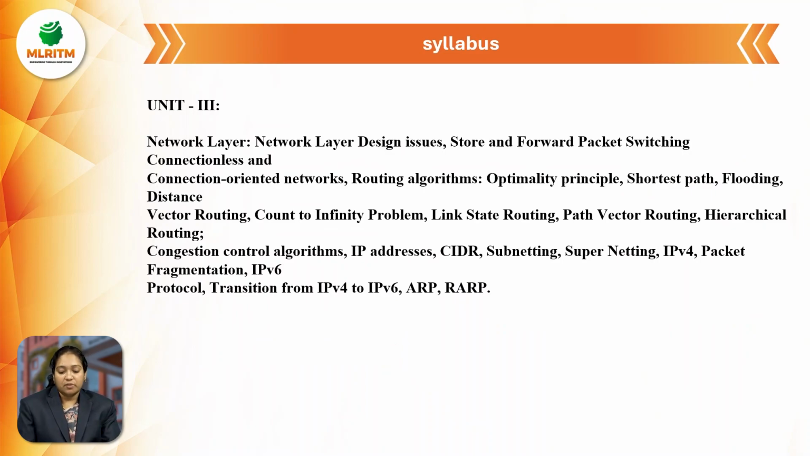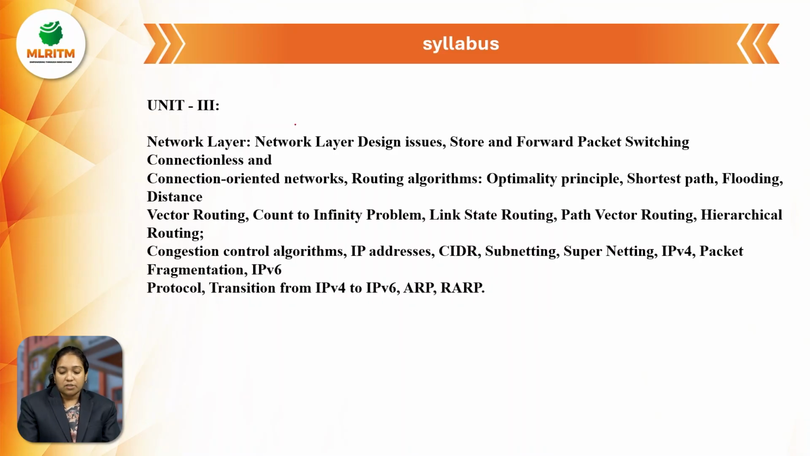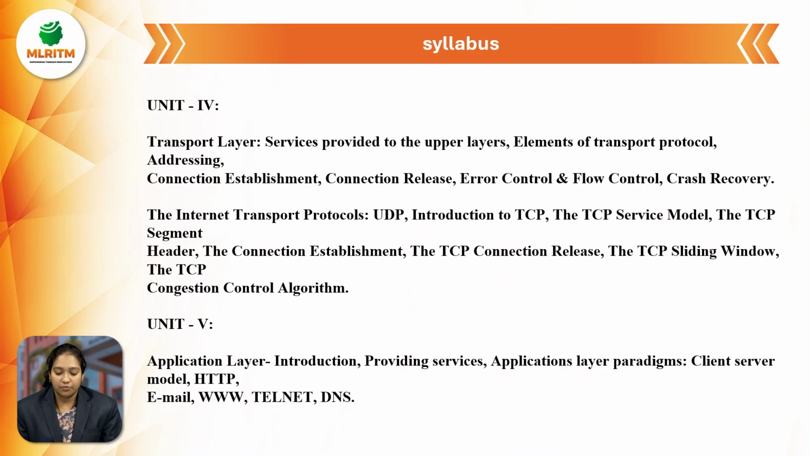The concepts of unit 3 are the network layer, connection-oriented networks, routing algorithms, shortest path routing, distance vector routing, hierarchical routing, congestion control algorithms, IP addresses, IPv4 packet fragmentation, IPv6 protocols, ARP, RARP. The total unit 3 concepts are the network layer. And unit 4 is the transport layer.